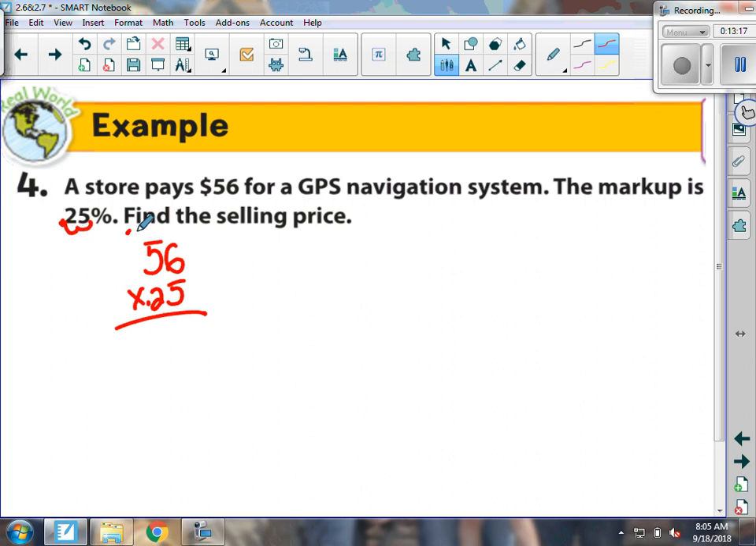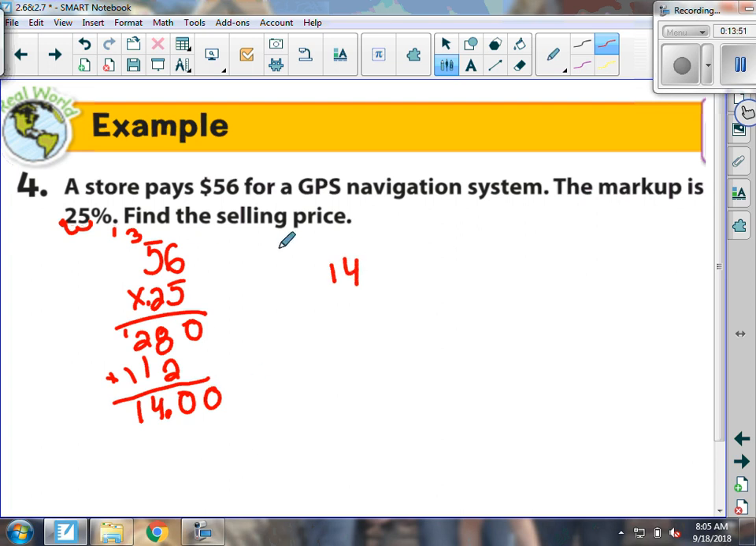5 times 6 is 30. 5 times 5 is 25. Plus 3 is 28. 2 times 6 is 12. 2 times 5 is 10. Plus 1 is 11. I'll bring down my 0. 8 plus 2 is 10. 2 plus 1 is 3. Plus 1 is 4. And I bring down my 1. I have 2 decimal places. So that's a $14 markup.